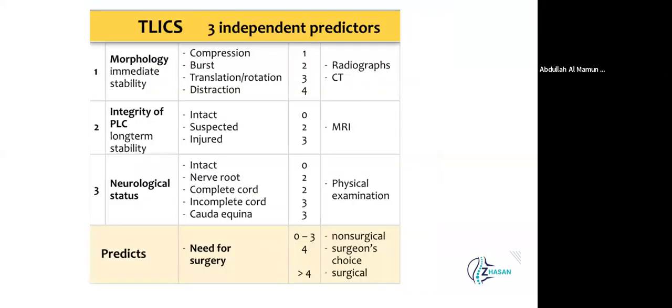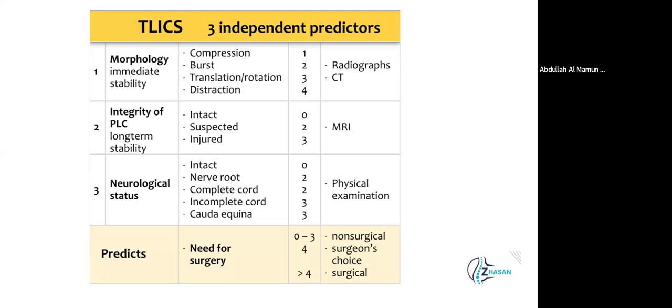So next is the TLICS classification. This is now the bread and butter of all spine surgeons all over the world. Everyone follows the TLICS classification because it involves everything: the morphology, the soft tissue, the neurological status. The morphology is the pattern. As you already know from the AO classification, there is compression, burst, translation, and distraction injury, and each of them has some points, and it can be shown by CT or radiograph.